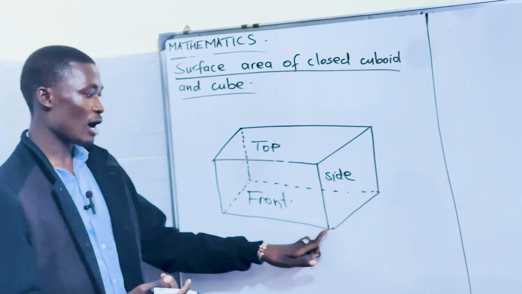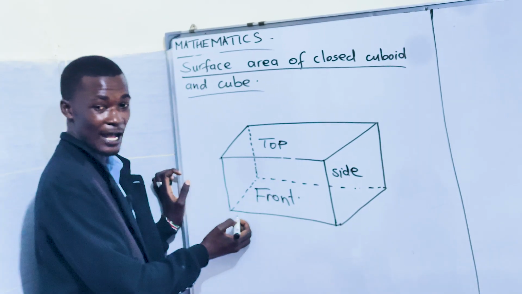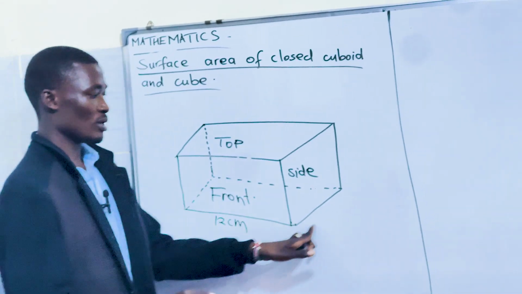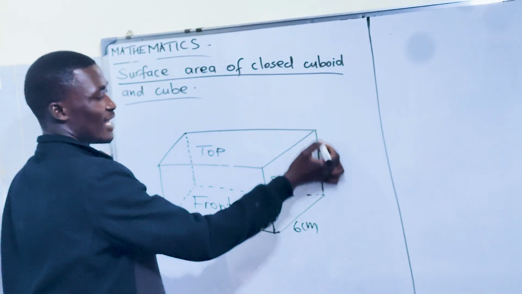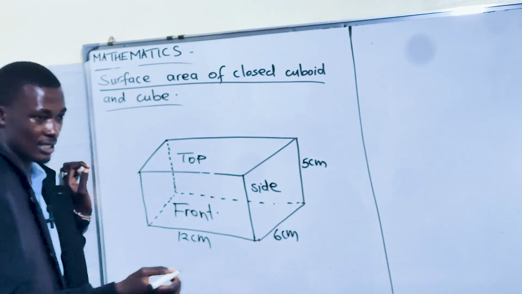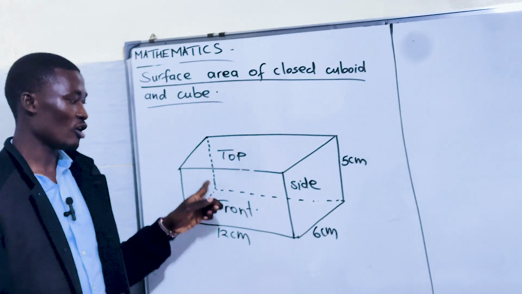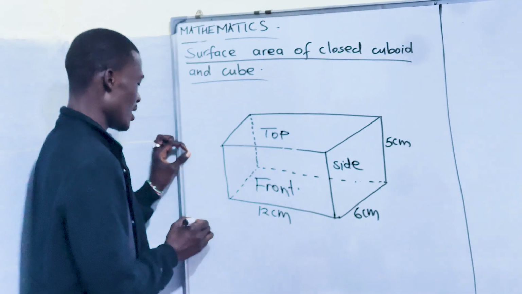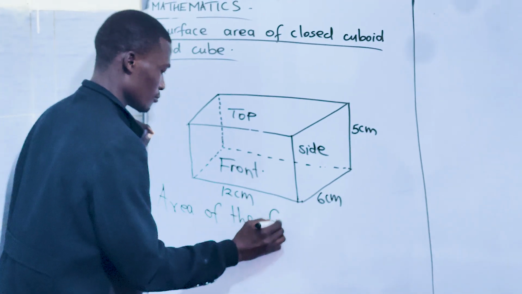So let us give our figure some measurements. We are going to have the length here as 12 centimeters. This one is the width. It is 6 centimeters. And the height here, we will give it a measurement of 5 centimeters. So we have the 3 sides. We want to work out the area of the 3 faces we have talked about. So let us start with the area of the front face.